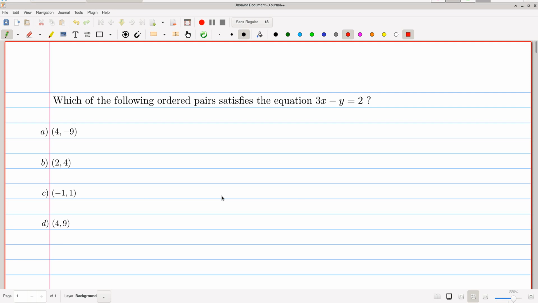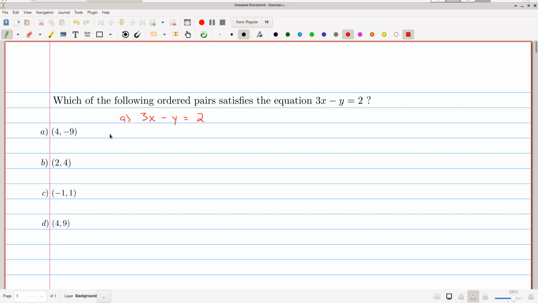Which of the following ordered pairs satisfies the equation 3x minus y equals 2? We'll check each of the multiple choice answers and see which ones work, if any. So we're going to start out with part A. First, begin by copying down the original equation, 3x minus y equals 2.